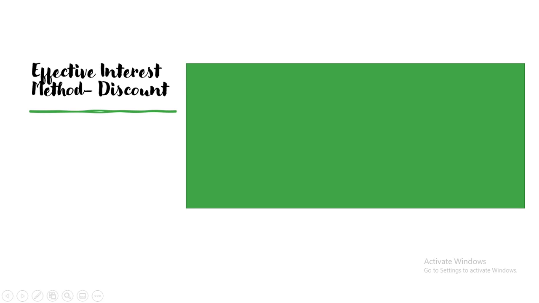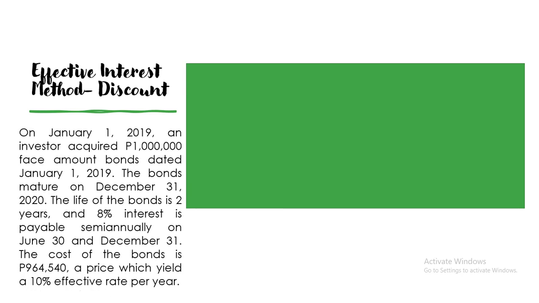So let's have an example on how to amortize using the effective interest method. Let's start with discount. On January 1, 2019, an investor acquired 1 million face amount of bonds dated January 1, 2019. The bonds mature on December 31, 2020, so the life of the bond is 2 years, with 8% interest payable semi-annually, on June 30 and December 31. The cost of the bonds is 964,540, a price which yields a 10% effective rate per year.